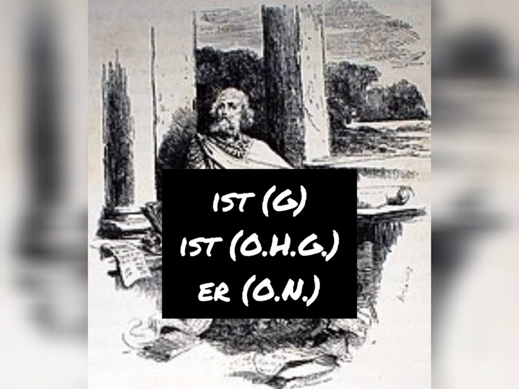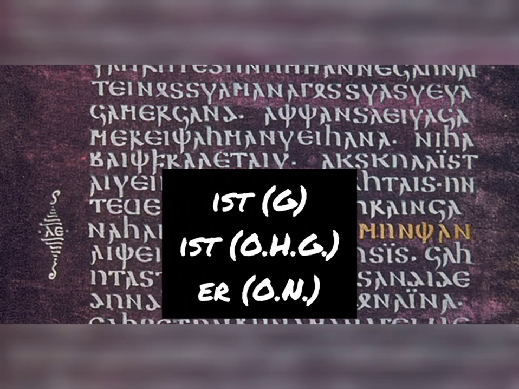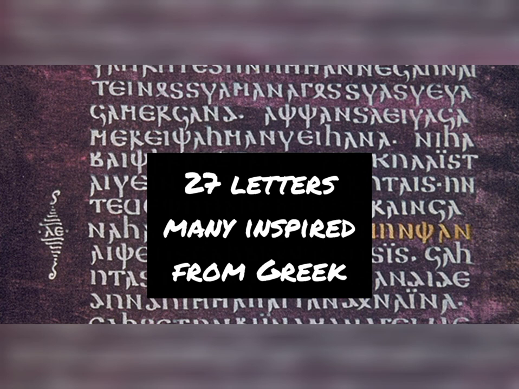Let's talk a little bit about the very bizarre alphabet. The Gothic alphabet was invented in the 4th century by the bishop who wrote the Bible, Ulfilas, to record the Gothic language. It consisted of 27 letters.